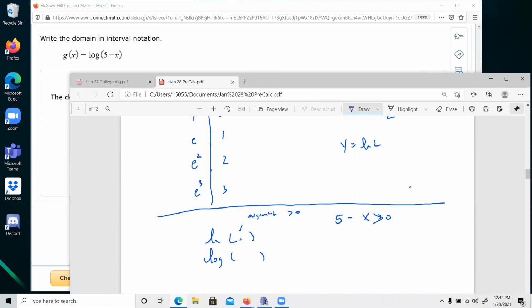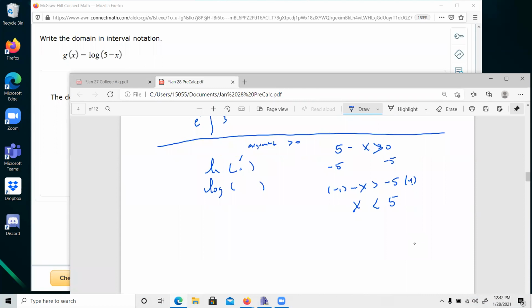Okay. So let's go ahead and subtract 5 from both sides. We get negative x is greater than negative 5. And I'm going to multiply by negative 1. Do you remember what the rule is when we multiply by negative 1? We get x less than 5, don't we? Because we have to change the sign as we multiply by negative 1. So any number less than 5 will work. So my interval notation for my domain, negative infinity up to 5.